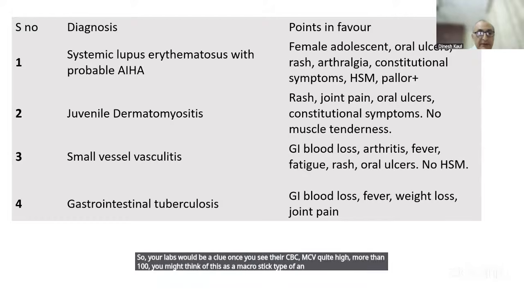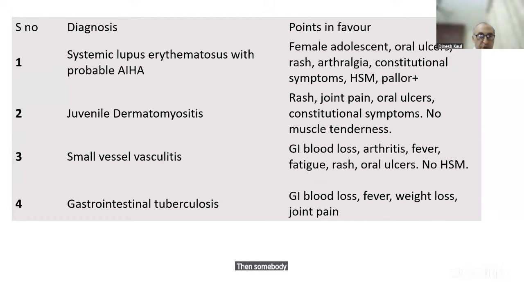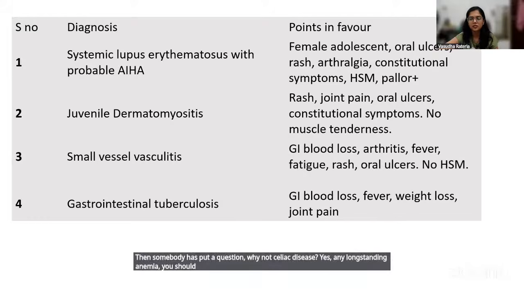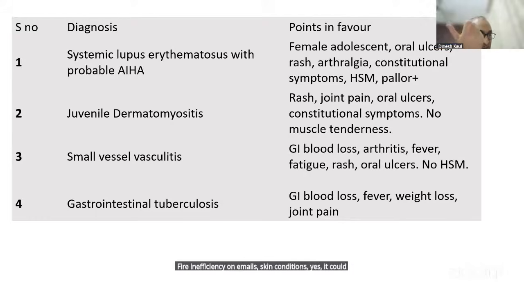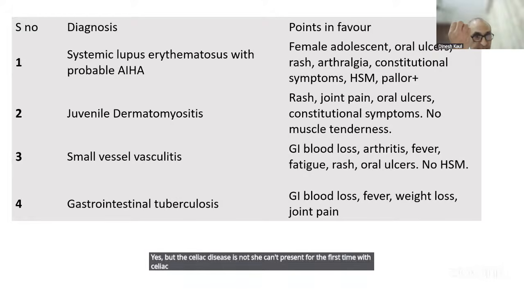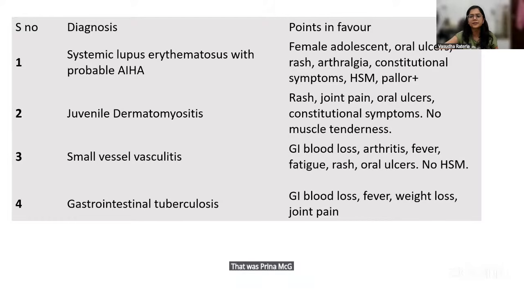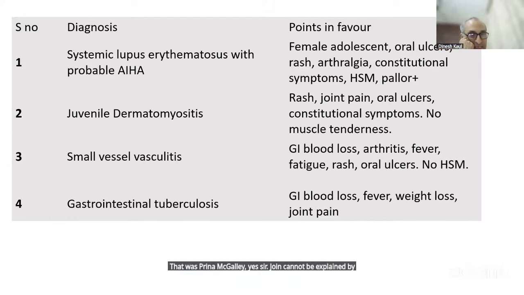Then somebody has asked, why not celiac disease? Yes, any long-standing anemia, you should think of iron deficiency anemia, celiac disease. It could be one of the differentials. She can present for the first time with celiac, even adults are being diagnosed for the first time with celiac disease. So celiac is a good possibility, but ulcers, hepatosplenomegaly, and joint pain are very unlikely to be explained by celiac. Joint involvement in celiac disease would be a little unusual.